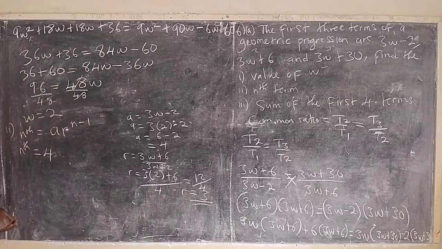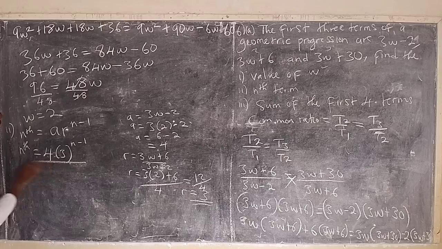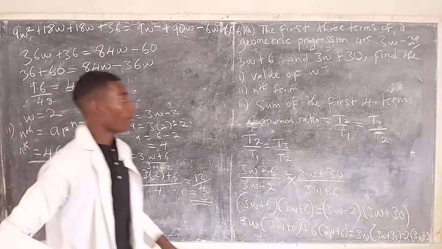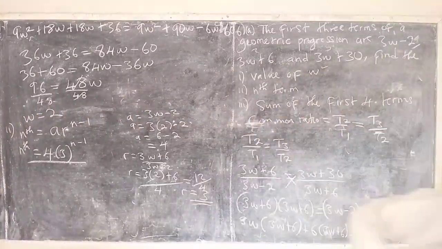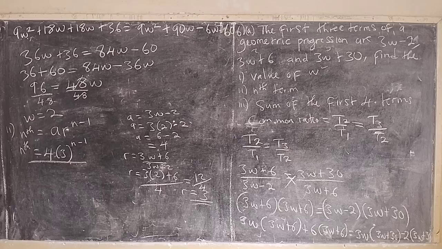So if our r is equal to 3, then we are going to put 3 here, raised to n minus 1, multiplied by our first term 4. So we have 4 times 3 to the power n minus 1 as our final answer for the nth term of the geometric progression; we will not substitute anything for n.